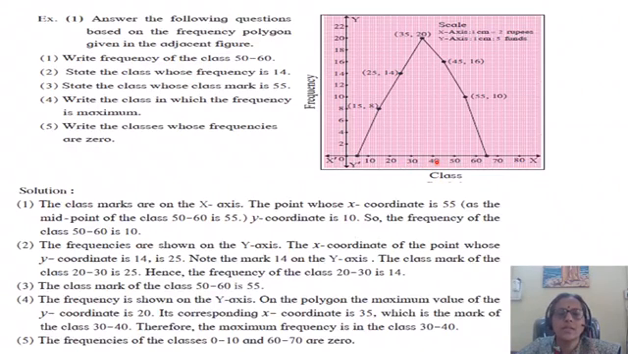Write the classes whose frequencies are 0. So it is 0 to 10, frequency 0, and 60 to 70, frequency 0. The classes whose frequency is 0 are 0 to 10 and 60 to 70.